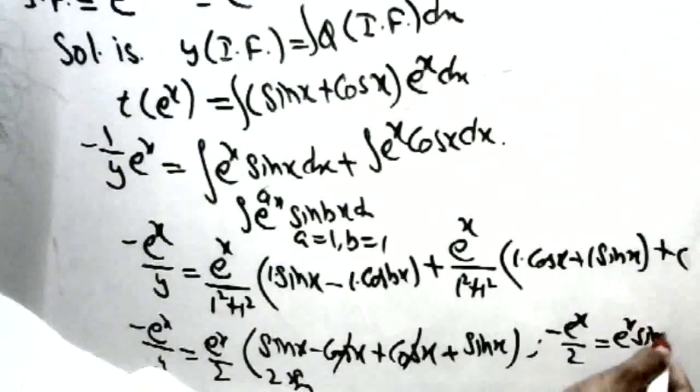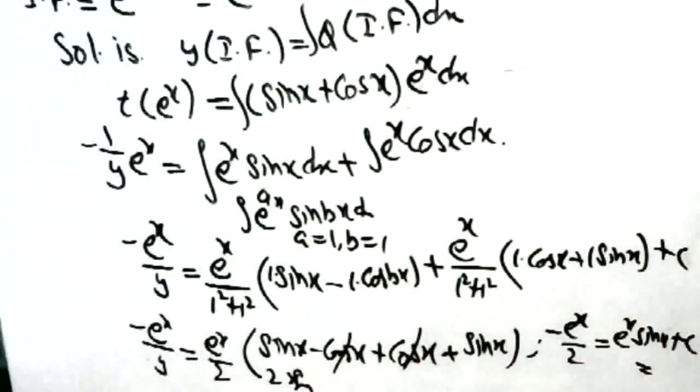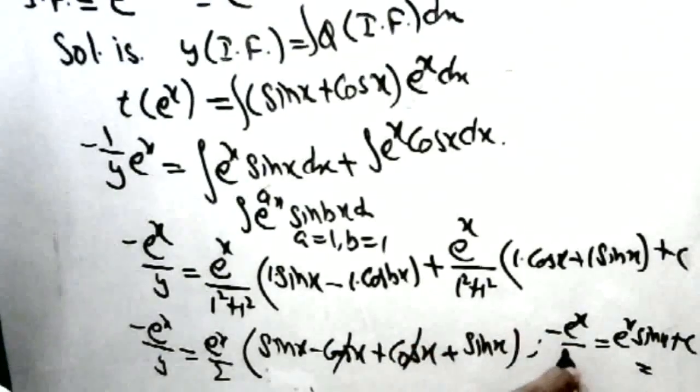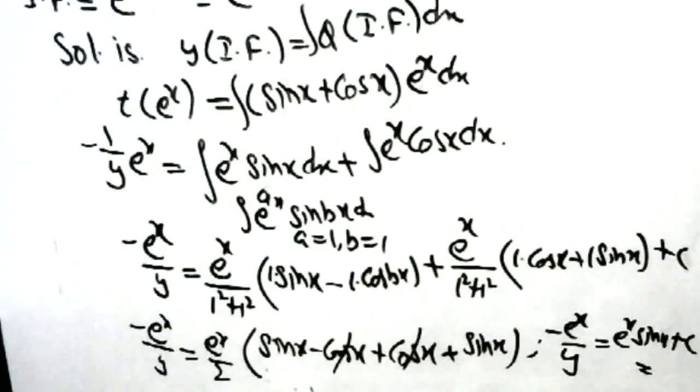What is left here? e power x sin x plus c, minus e power x by 2, equals sin x plus sin x is 2 sin x. 2 and 2 will get cancelled. What is left? e power x sin x plus c. Sorry, we are having y here, not 2. So I'm writing y over here. So e minus e power x by y equals e power x into sin x plus c.